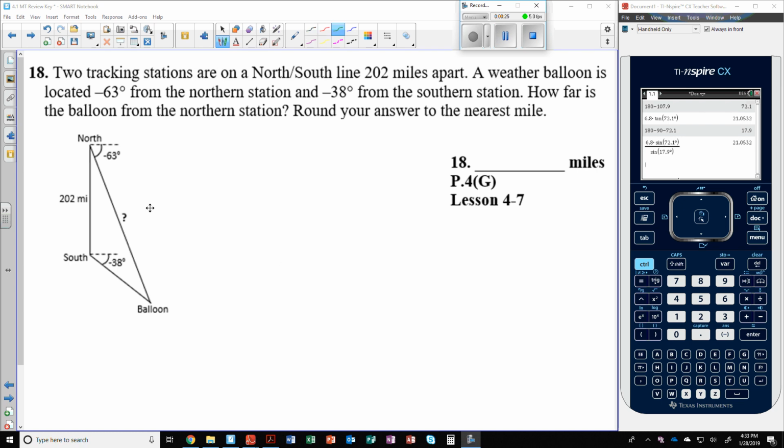All right, to solve this, since this is not a right triangle, we cannot use SOH CAH TOA, where tangent is y over x. We must use either the law of sines or the law of cosines. So let's figure out some things first.